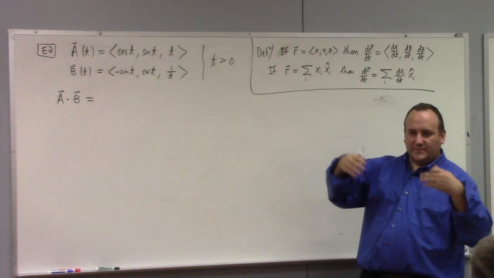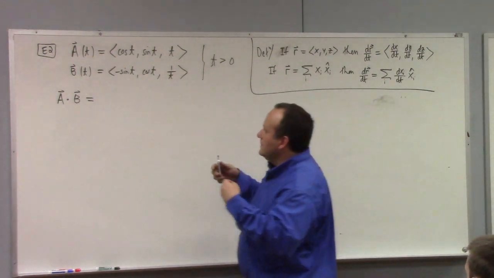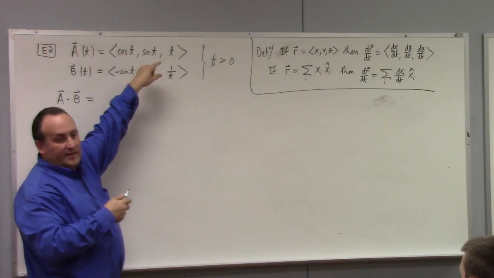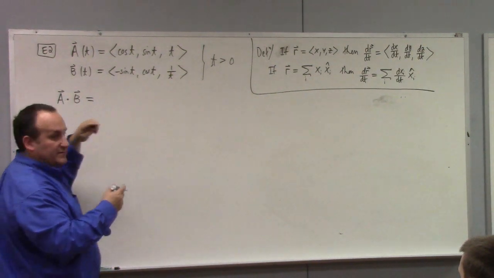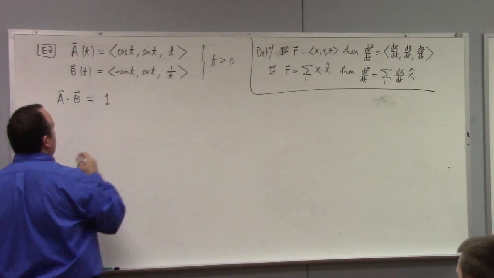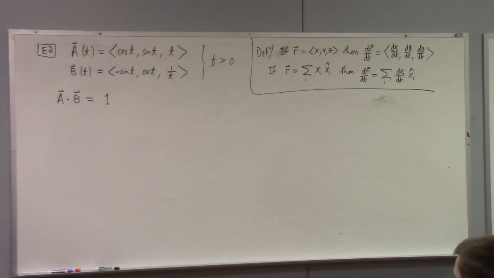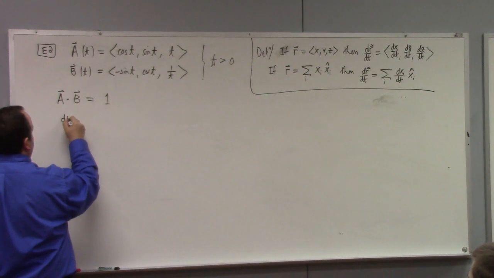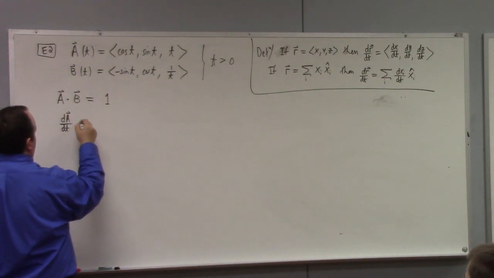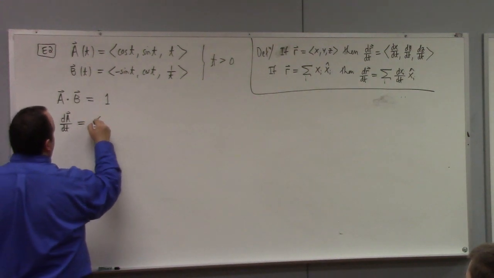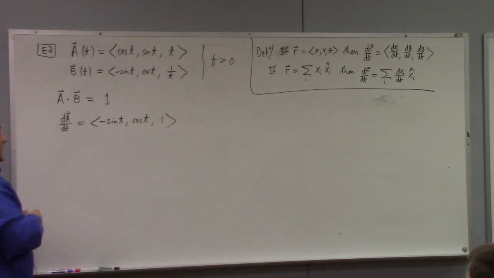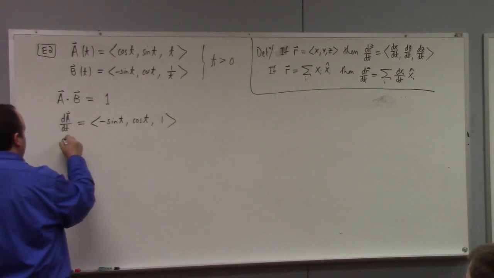Anyway, a dot b here is what? Same thing as before: x times x plus y times y plus z times z. You get minus cosine sine plus sine cosine. Those cancel, right? And then we get t times 1/t, which is 1. So a dot b is 1. What happens when we differentiate these? If we calculate dA/dt, what's that give us? Minus sine t, cosine t, 1, right? What's dB/dt in this case?